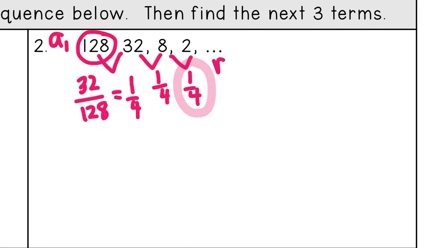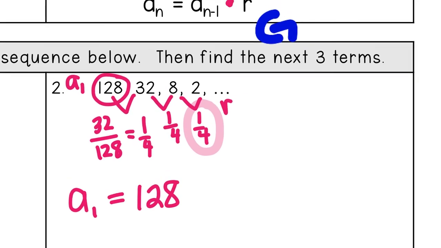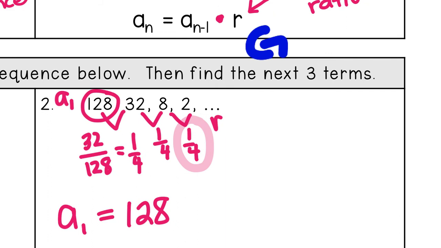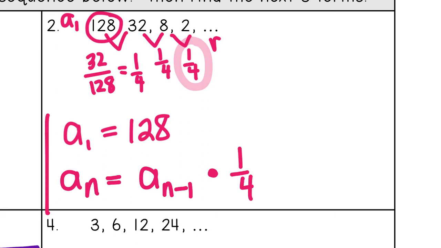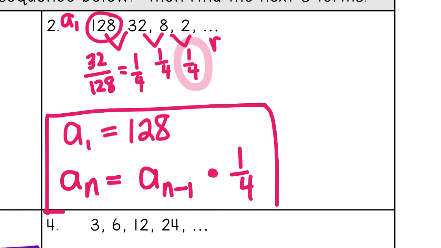Okay, so let's write our recursive formula. Always state what a sub 1 is. So our first term was 128. Now for the rest of the formula, let me scoot up a little. We need to write it like that. A sub n equals a sub n minus 1 times r. So a sub n equals a sub n minus 1 times r. And what was our r? 1/4. So this is our recursive formula.